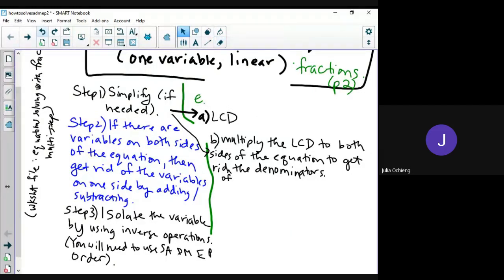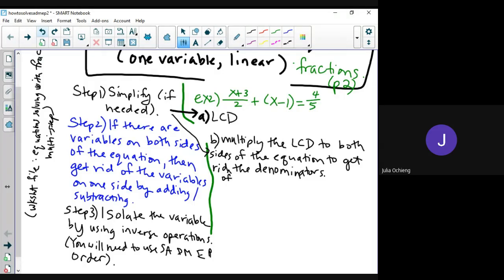Example 2. We're going to do one that looks different so that you can get experience with different kinds of things. Okay. So again, step 1 is to simplify if needed.